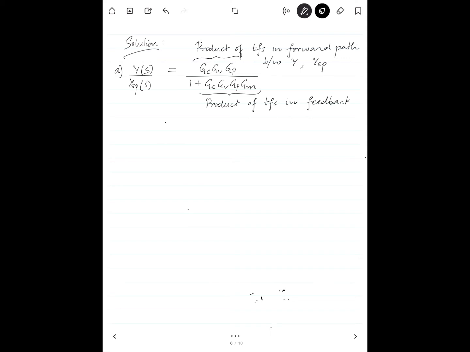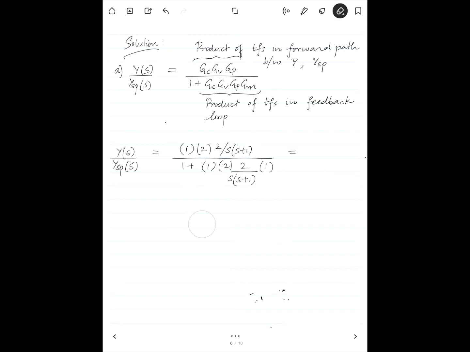So that gives us the closed loop transfer function. Let us start putting in the values of the transfer functions given to us in the question. So that equals 1 times 2 over s into (s plus 1) divided by 1 plus 1 times 2 over s into (s plus 1) times 1. And this can of course be written just as 4 over s into (s plus 1) plus 4.